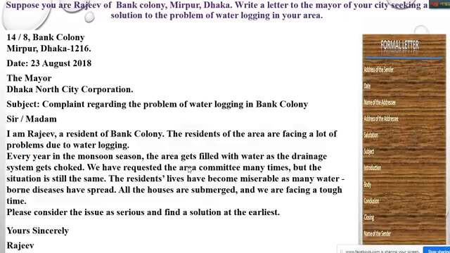Now see the example of a formal letter. You see, suppose you are Rajiv of Bank Colony, Mirpur, Dhaka. Write a letter to the mayor of city corporation seeking a solution to the problem of water logging in your area.